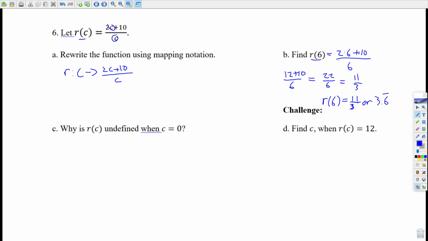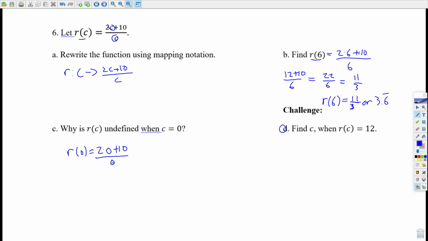Part C: why is R of C, the function up here, undefined when C equals 0? Think about what happens when you plug in 0 to these two spots. What if we chose to use 0? It'd be 2 times 0 plus 10, all over 0. Think about what's the problem with this setup, and then you could answer it.